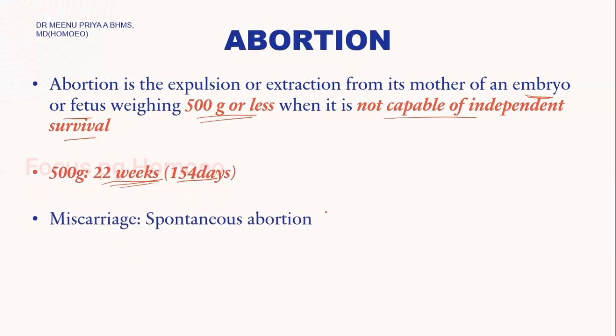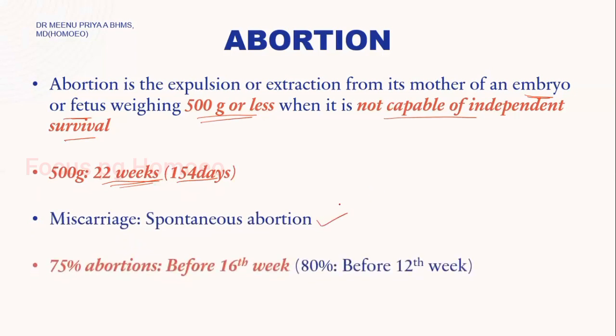Miscarriage means spontaneous abortion, and there are almost 7 types of abortions. Among these, 75% of abortions occur before the 16th week. These are all important points from an exam perspective. So before the 16th week, 75% occurs. And among this 75%, 80% occurs before the 12th week. So don't get confused: out of the 75% occurring before the 16th week, 80% occurs before the 12th week.